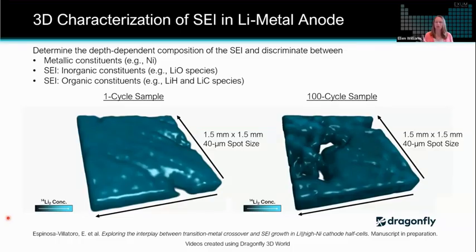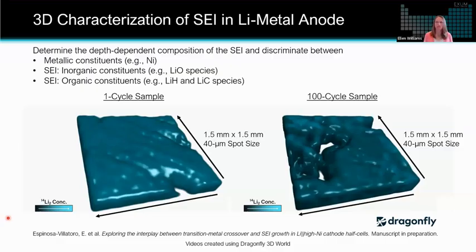But the key point that I want to identify here is how LALI-TOF-MS is helpful in identifying not only the metallic constituents that were also seen with some of the X-ray techniques, but also these SEI constituents. So what you're looking at here is two lithium metal anode samples, one of which had only undergone one cycle, the other of which had undergone 100 cycles.